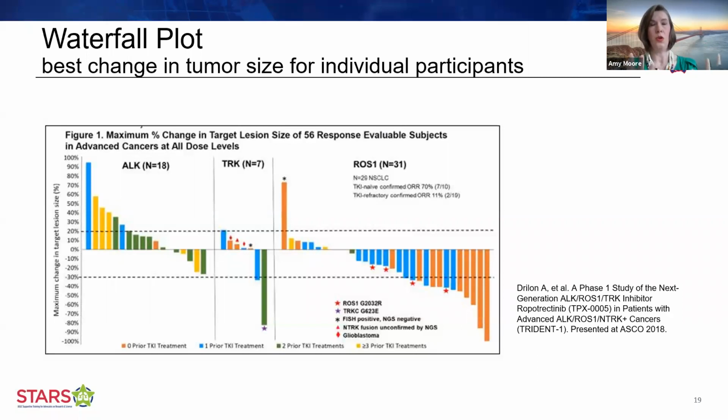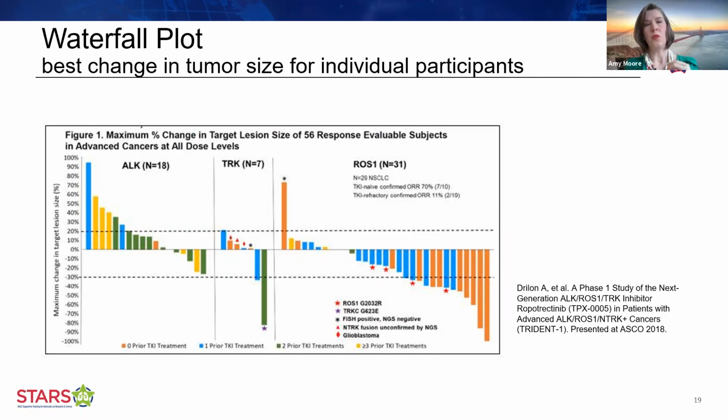Orange is no previous treatment, blue is one prior TKI, green is 2 previous TKI treatments, and yellow is 3 or more. We also see that this is broken out by biomarker. On the left side of the graph, we have patients with an ALK mutation. In the middle, patients with TRK, and on the right, patients with ROS1. Additionally, the legend shows us what the different stars and symbols mean.